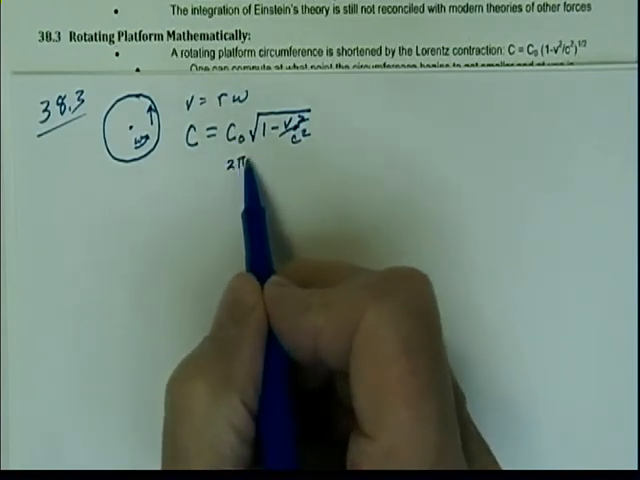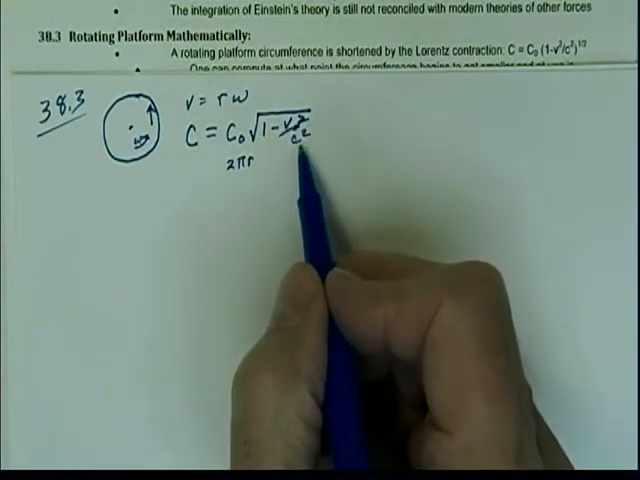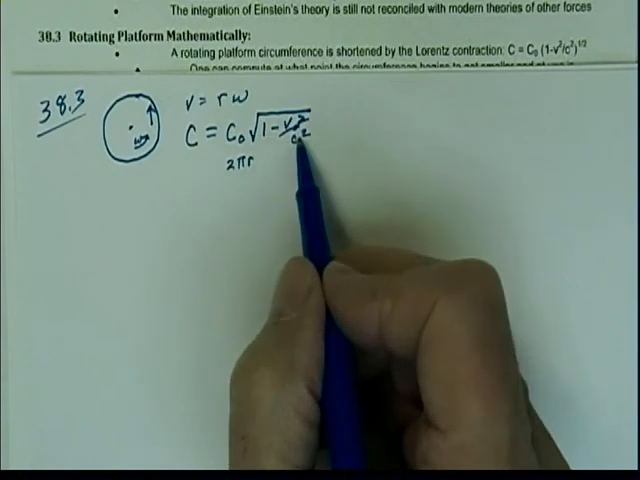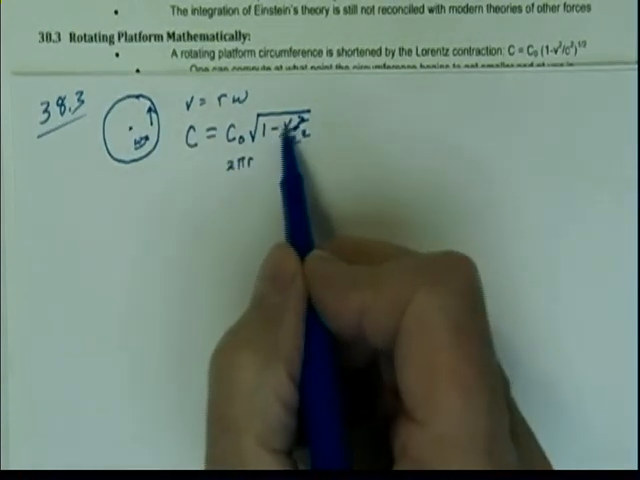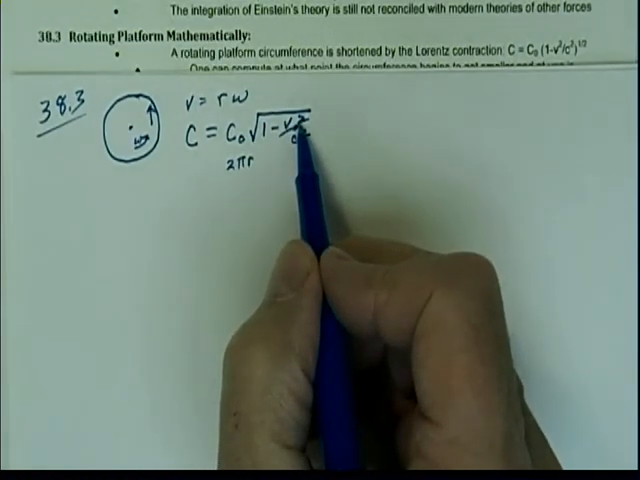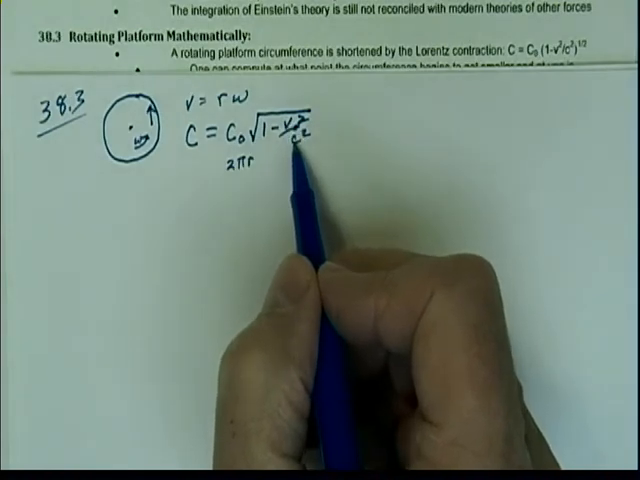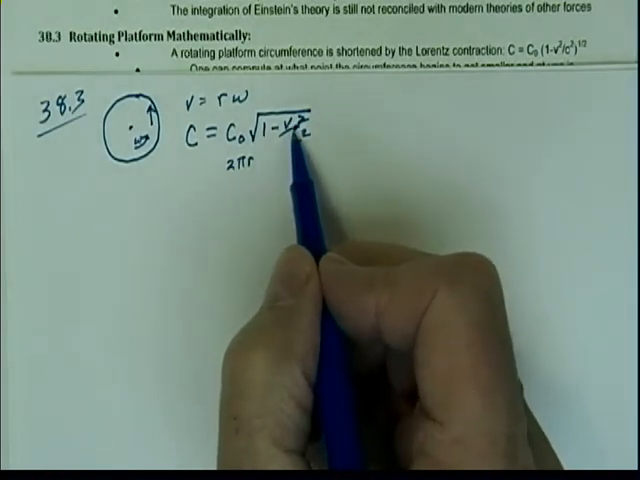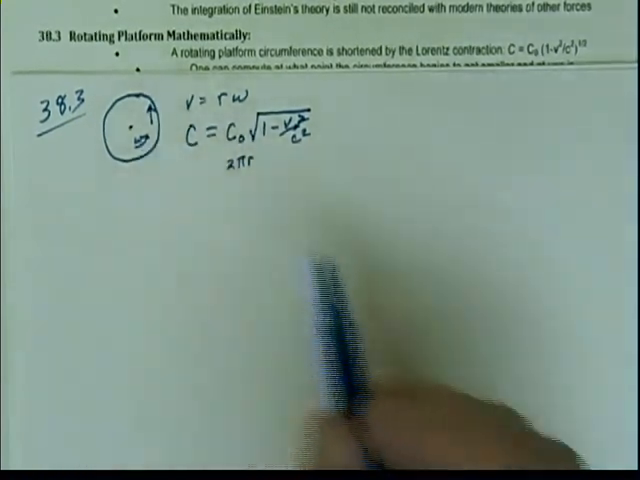This is your 2 pi r. As this velocity gets near the speed of light, the effect becomes huge. Near the speed of light, we get almost v over c equal to 1, 1 minus 1 is 0, the square root of 0 is 0, and the circumference has a 0 distance around.